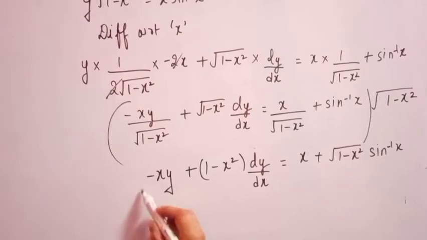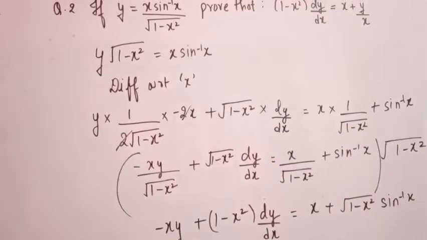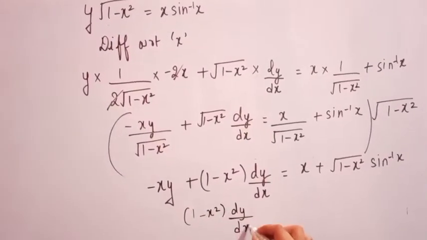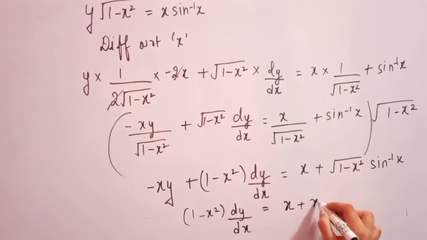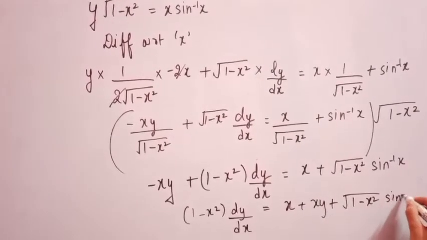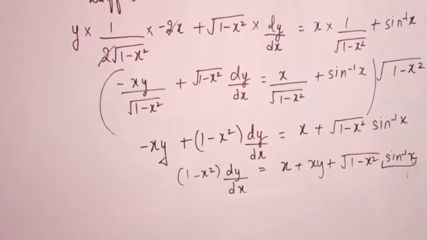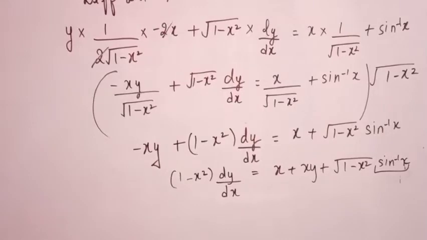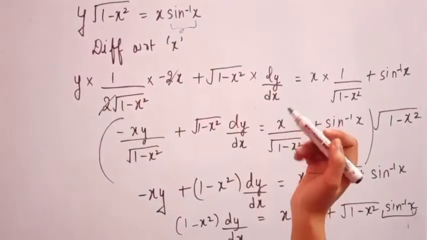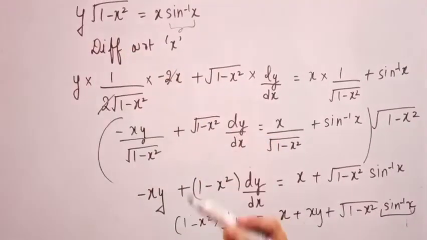So let us take this minus xy on the right hand side, because we only want this part on the left hand side. It becomes 1 minus x square dy by dx equals to x plus xy plus under root of 1 minus x square into sine inverse x. So we need to substitute something instead of sine inverse x, since it's not in the proving part. So if you notice, we can take out sine inverse x equal to y by x under root of 1 minus x square, that is in the numerator.